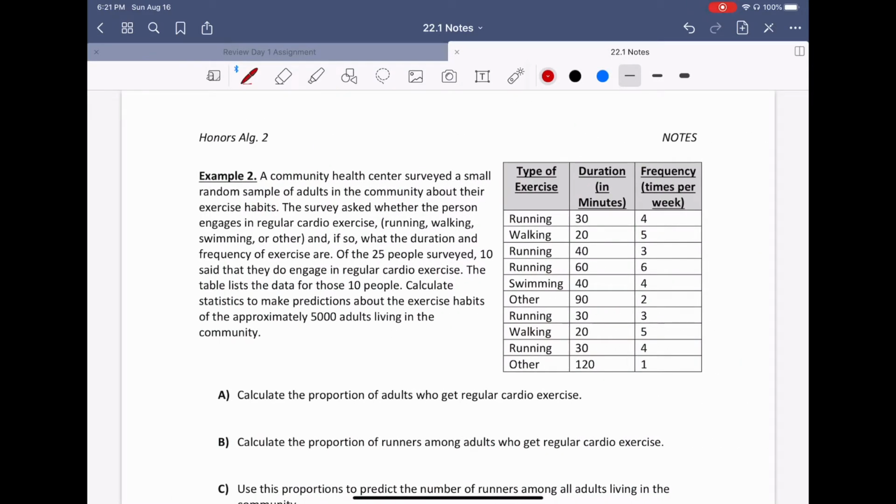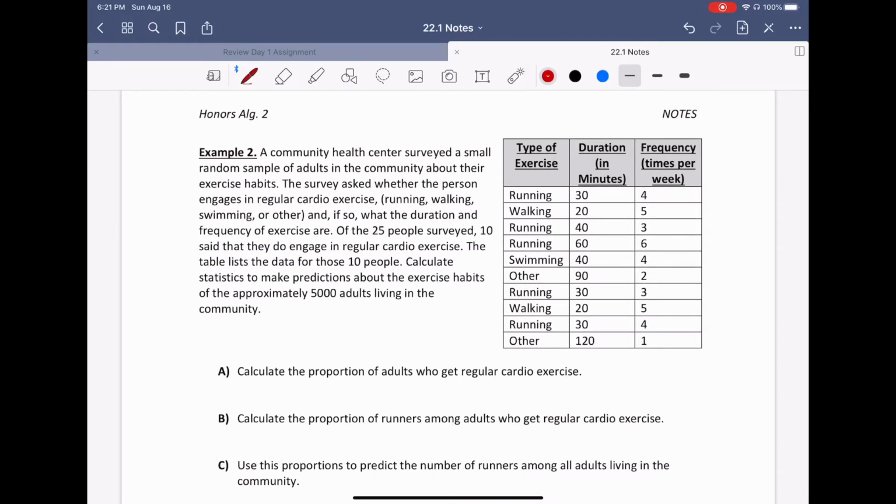All right, so let's go ahead and look at this example. It says a community health center surveyed a small random sample of adults in the community about their exercise habits. The survey asked whether a person engages in regular cardio, such as running, walking, swimming, and if so, what the duration and frequency of exercise are. How long do they exercise? Of the 25 people surveyed, 10 said that they do engage in regular cardio exercise, and the table lists the data for those 10 people. Calculate statistics to make predictions about the exercise habits of the approximately 5,000 adults living in the community.